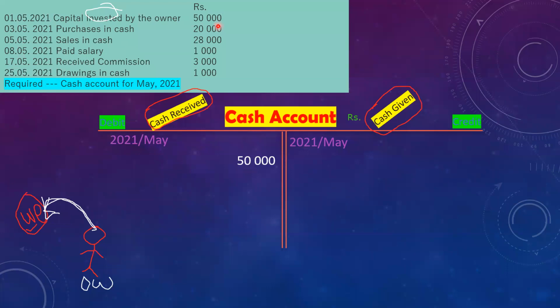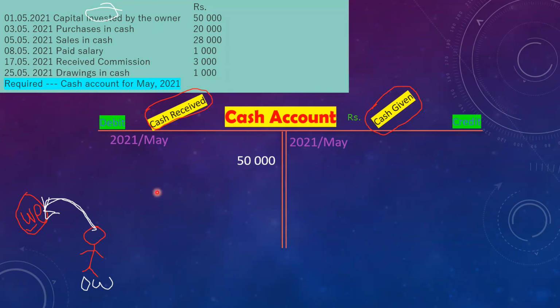Capital introduced by the owner, 50,000. So cash account debit. We receive money. When we receive money, we debit to cash account. Then you have to write 50,000 on the debit side and you have to write the detail also. You can't write 50,000 and leave it. If you send an email without an email address, will it go? No. Likewise, you can't write only the amount without the detail.